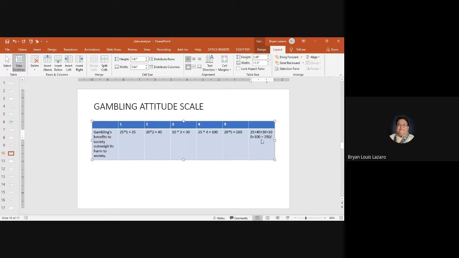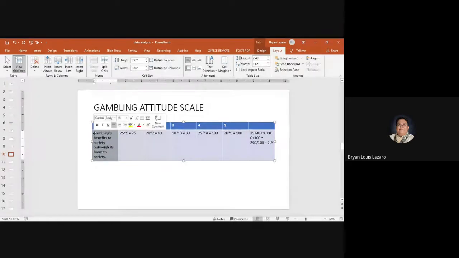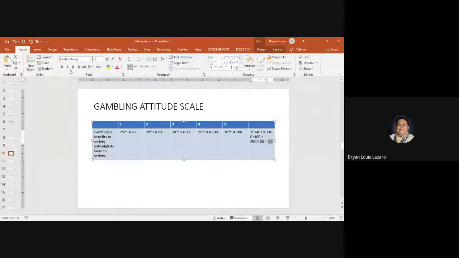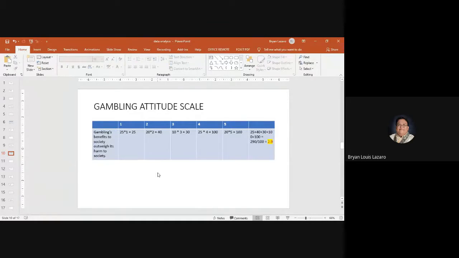I-divide natin yung 290 by 100. 2.9 po. Equals 2.9. So, ang mean rating ng lahat ng nagsagot nito ay 2.9. Nakuha niyo ako? Nakuha ko? Kirsten? Opo, sir.